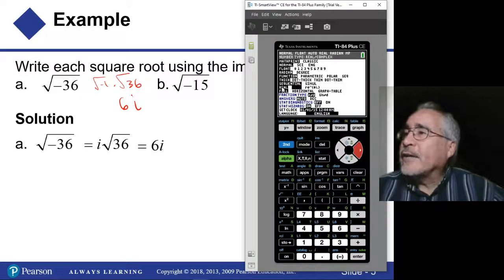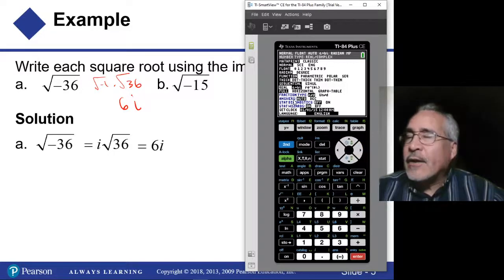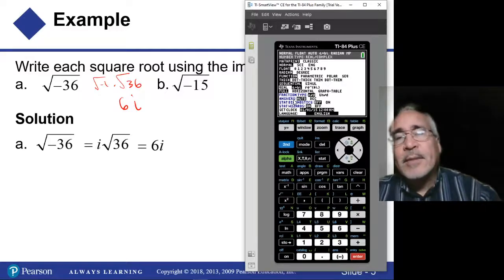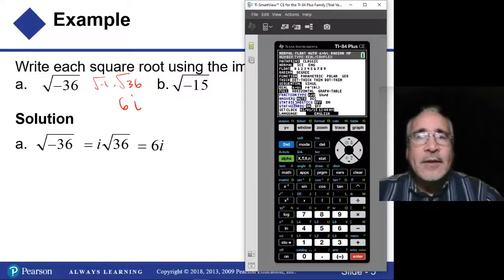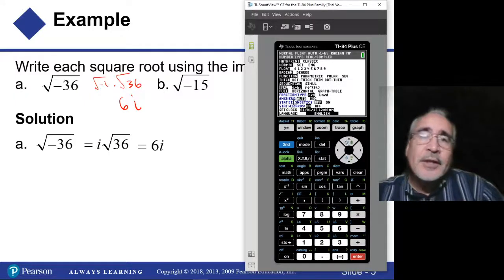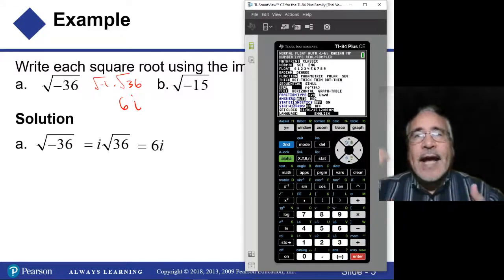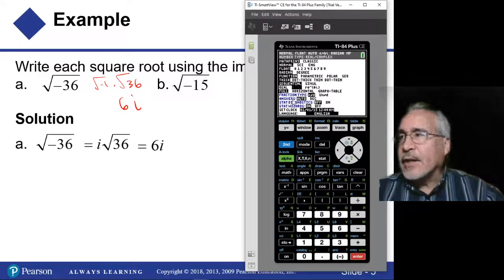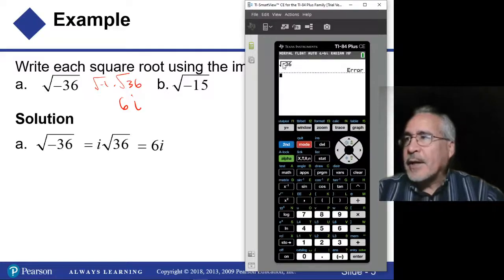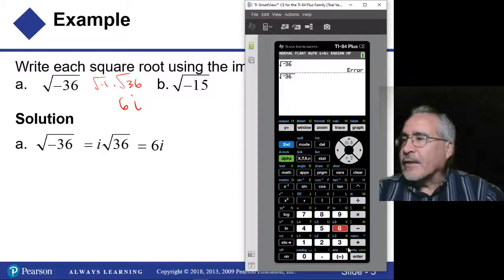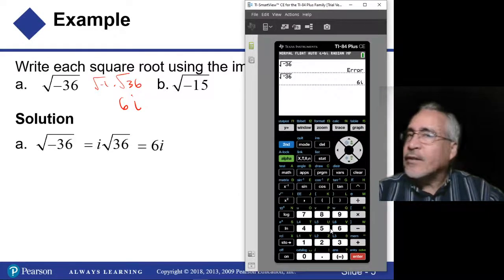So I arrowed down to real, I arrowed over, and now it's flashing. I hit enter, and now I've moved the calculator into complex mode. The cool part is it doesn't affect anything you would do in real mode. A real number is a complex number, so it's just the addition of complex numbers. Now I'm going to get out of here with second quit. Notice quit is a mode shifted, so second quit. Now watch what happens if I take the square root of negative 36. It now knows that that is 6i.